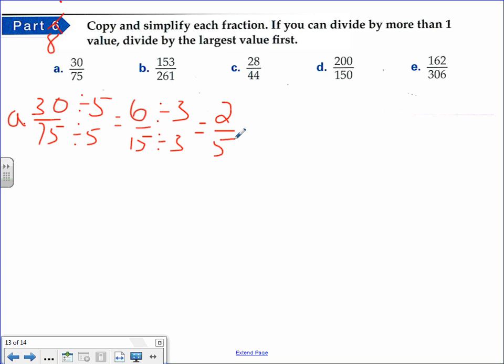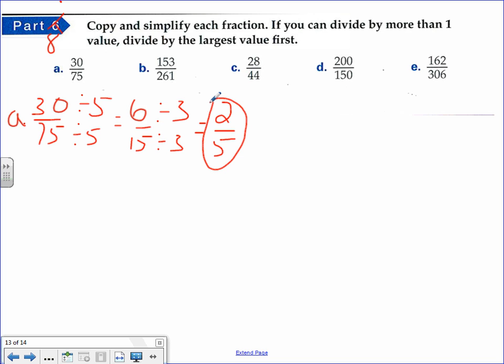I can check 3 again. Well, 3 is bigger than 2, so 3 is not going to work. And then I can check 2. Well, 2 would work for 2, but 5 is not an even number. So letter A would simplify to 2/5.